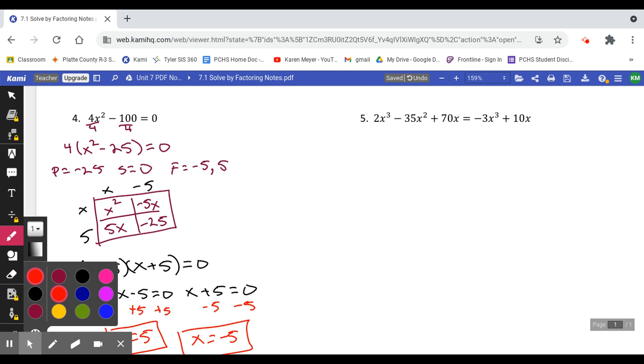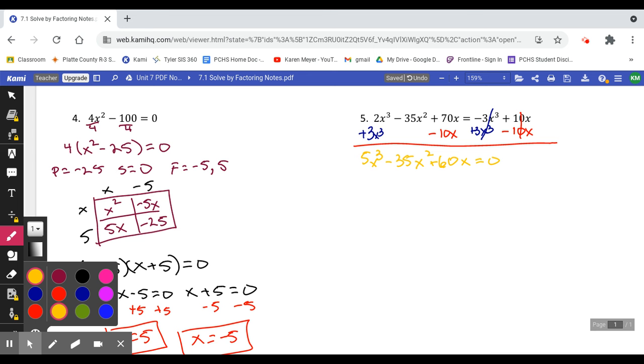Okay, last one. Does not equal 0, so we do have to move some terms around. So I'm going to start by moving terms. I'm going to add 3x to the third, and I'm going to line that up underneath its like term. And then I'm going to subtract 10x, and I'm going to line that up under its like term. So that will give me 5x to the third minus 35x to the second plus 60x equals 0.